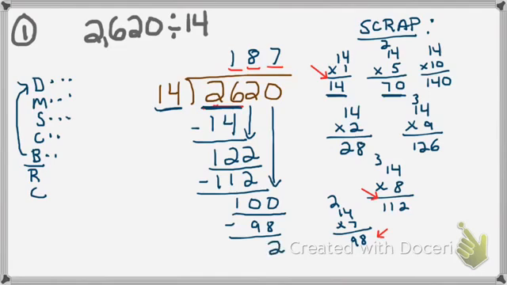Check off subtract. C means compare. Is 2 less than 14? Yes, it is. Check off compare. B means bring down. Is there anything to bring down? No. There's nothing to bring down.